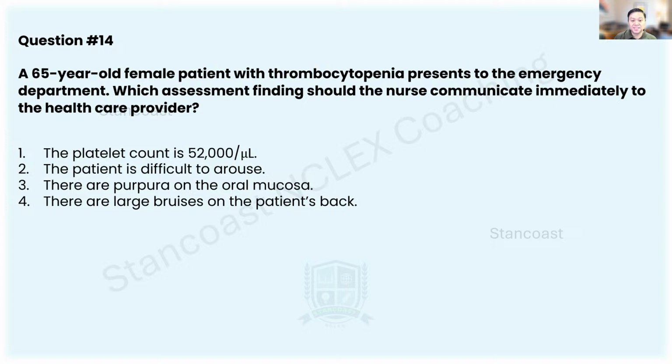Again, the patient is a 65-year-old female patient with thrombocytopenia, presents to the ED. Which assessment finding should the nurse communicate immediately to the healthcare provider? Is it 1, platelet count is 52,000 per microliter? 2, patient is difficult to arouse? 3, there are purpura on the oral mucosa? And 4, there are large bruises on the patient's back. What do you think would be the most important assessment finding here? Critical assessment finding.